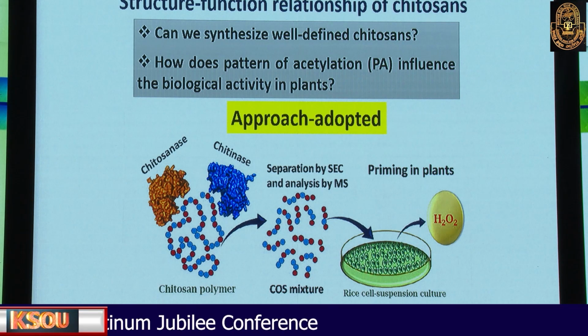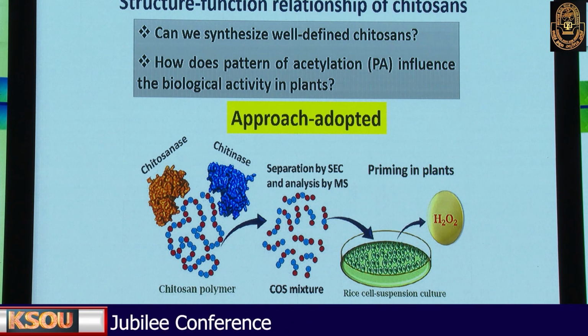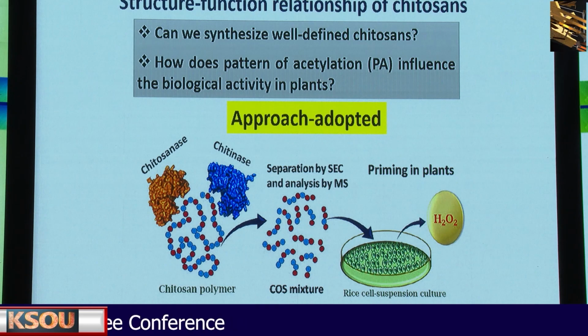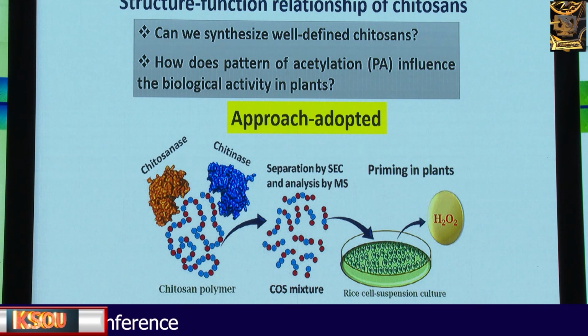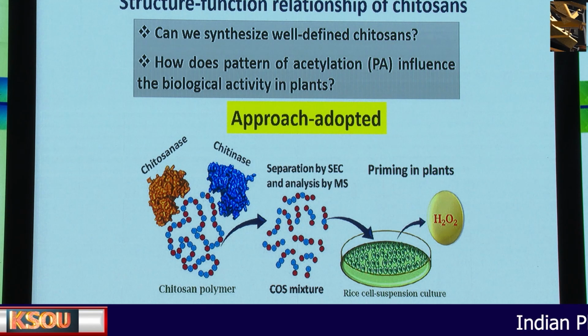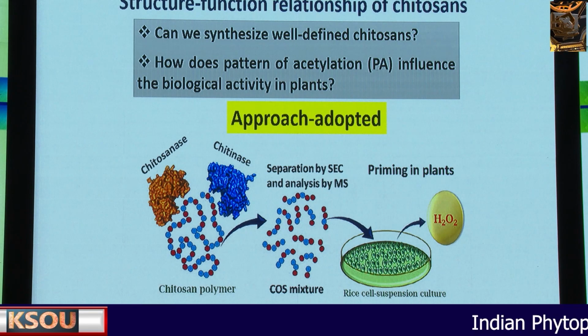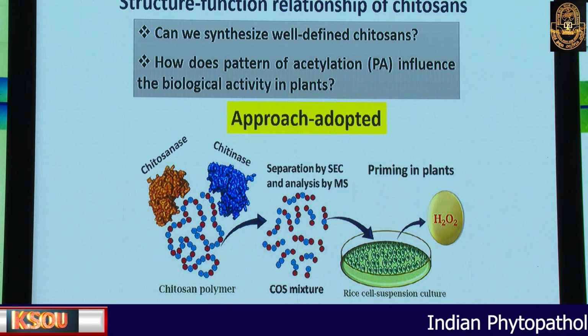A lot of work we have done was on generating these oligomers from differently acetylated chitosans, analyzing those products and looking at their capability to prime plants and induce immunity in plants. That is the approach that we have followed.